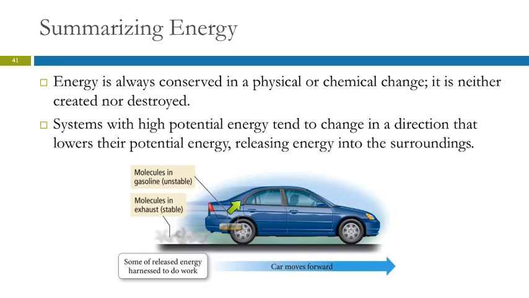Here we have an example of a car. So the gasoline in this car comes into the engine and it undergoes combustion. Gasoline is high in chemical potential energy. When it burns, it releases that energy. The motor of the car, the engine of the car, takes those explosive gases and causes pistons to move and wheels to move and the car to move forward. So this potential chemical energy in the gasoline is changed into forward motion kinetic energy of the car.